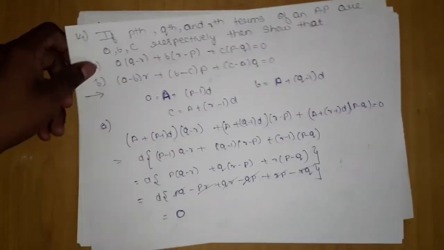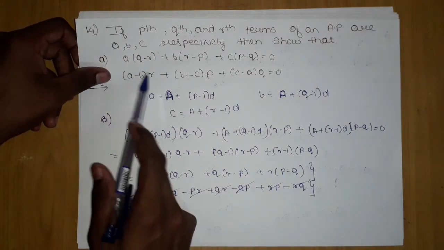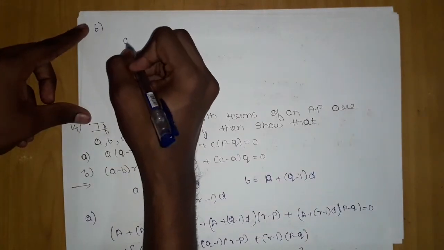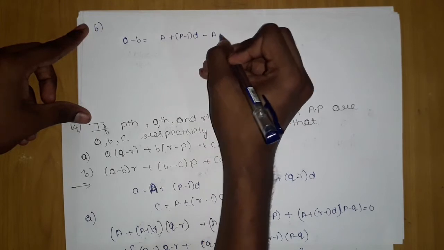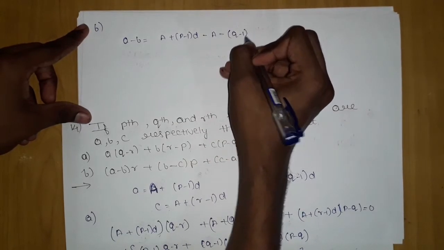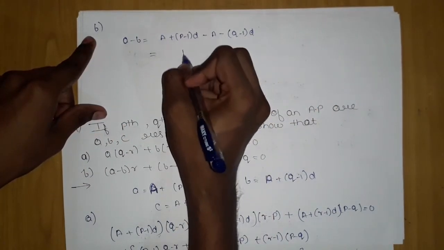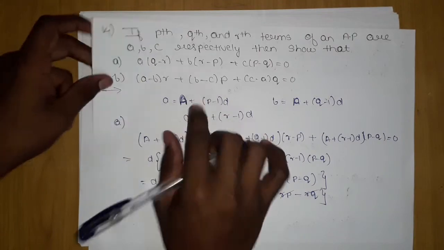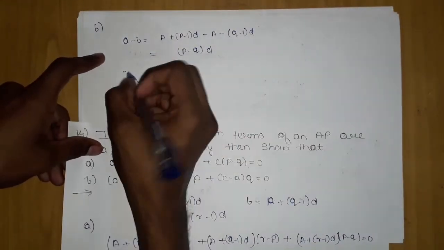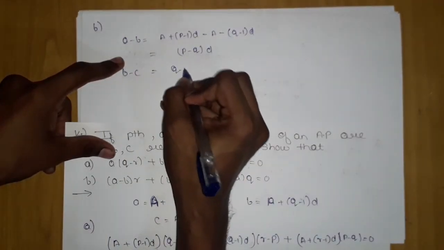Now let me take the next page, and we want to prove part B. How can we proceed? We can't directly put the values here, because it involves a minus b into r, so let's get the a minus b value. a minus b is capital A plus P minus 1 into D minus capital A plus Q minus 1 into D. The A cancels out, which in the end gives P minus Q into D. Now for b minus c, apply the same logic: Q minus R into D.